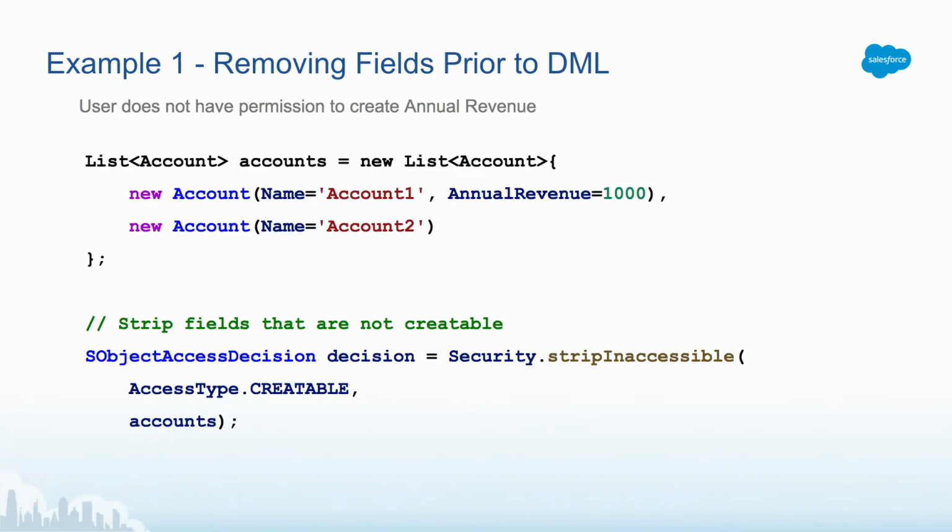So in this first example, we start with a user. We suppose we have a user who does not have field level access to the annual revenue field on an account object. And let's say we have a list of accounts, in this case just 2 SObjects, one of which has an annual revenue set, one of which does not. We call the stripInaccessible method on this list, and we're giving it an access type of creatable for this particular example, and we pass in our accounts.